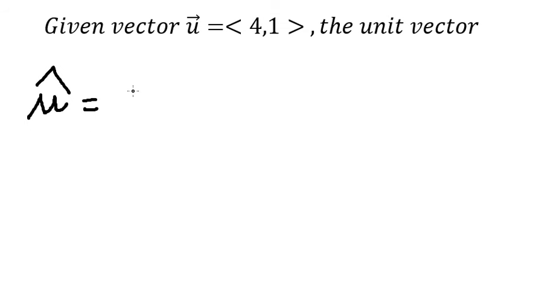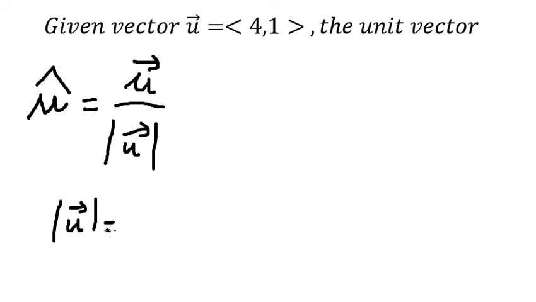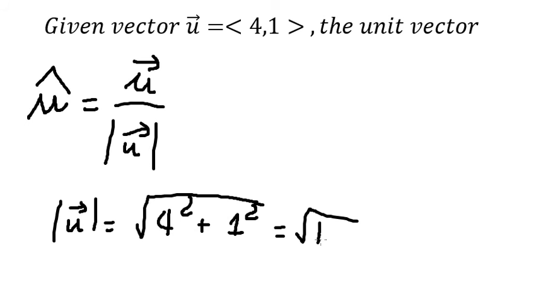The formula of this one, we have the vector u over the magnitude of the vector u in here. So about this one, we have the formula in here. That's the square root of 4 to the power of 2 plus 1 to the power of 2. So this one we have the square root of 17.